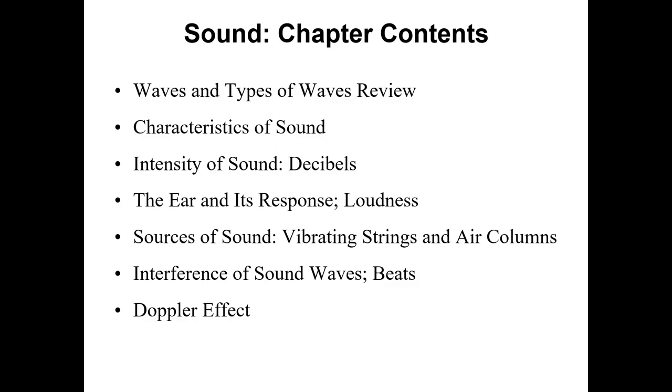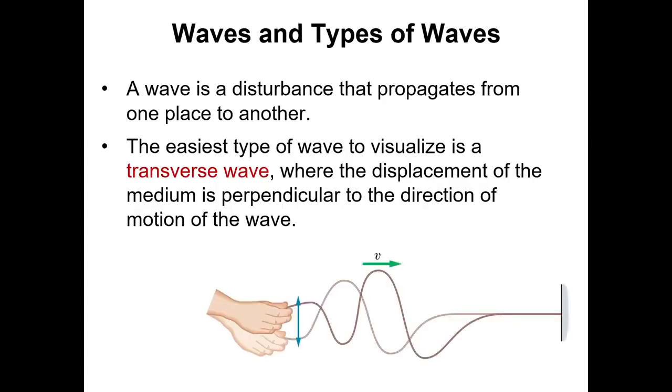Okay, let's start with review of waves. So a wave, if you remember, is a disturbance that propagates from one place to another. And the easiest waves that we can visualize are transverse waves, which were basically mostly electromagnetic waves. And in everyday life, if you just shake a string, when it vibrates up and down, you create a wave that moves, let's say, left and right, as represented in the image here.